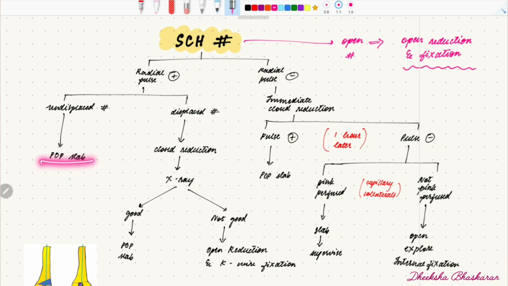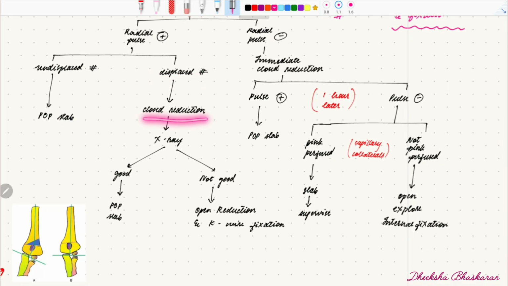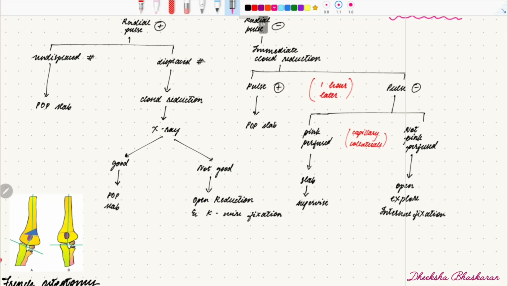You put a POP slab and then follow up the child. If the fracture segments have displaced, then you carry on with a closed reduction. We'll see the technique of closed reduction at the end of the video, right? You carry out closed reduction.